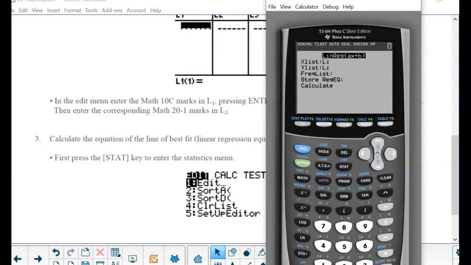Now, in my calculator, it's a newer version, so it prompts me. And it says X list L2, Y list L2. It just keeps whatever was in there. Well, that doesn't make sense. I want X list to be L1, so second 1, and Y list is L2. Frequency I leave, and store regression equation. That is nice to do, because that means it will graph your line of best fit, which is really what we want it to do.